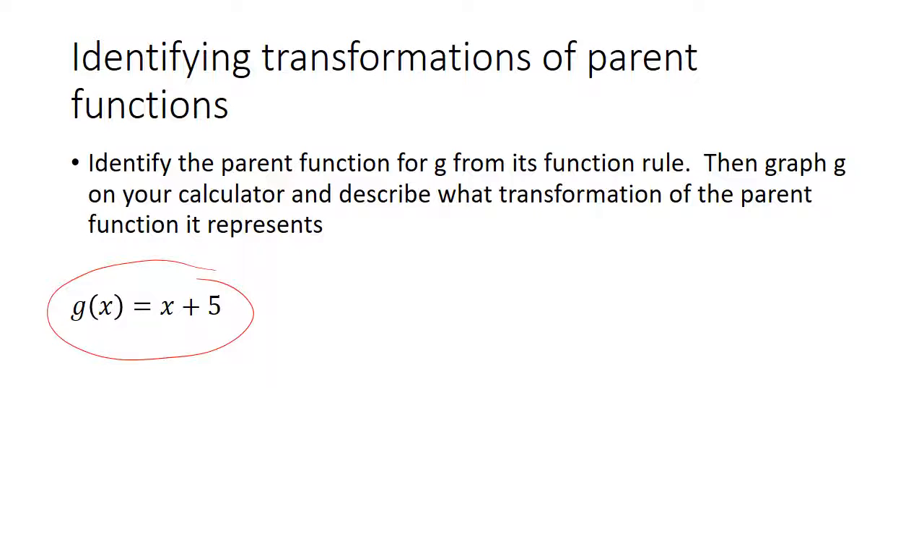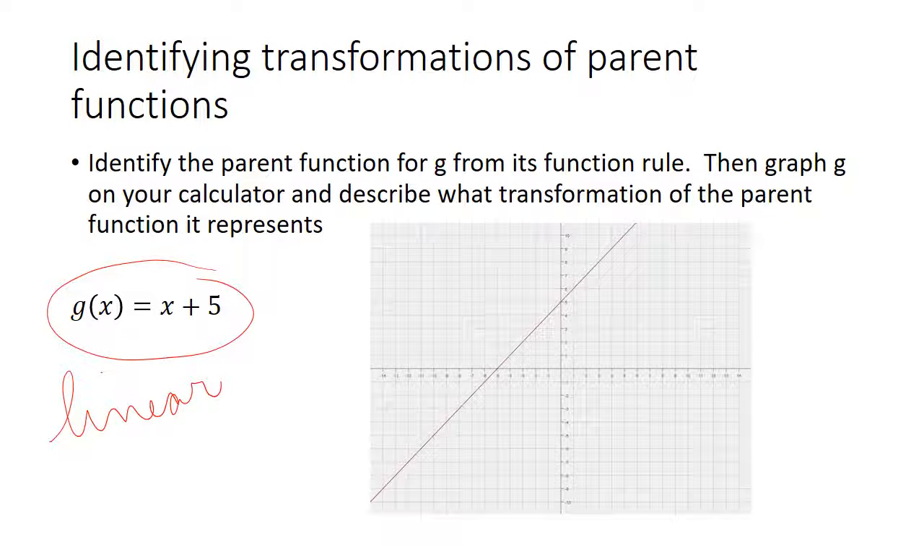Okay, so it's not just g of x is equal to a number, so it's not a constant. There's no squares, there's no cubes, there's no square roots, so this has to be linear. The parent function is a linear. So then if you graph it on your calculator, you go into the graphing utility part, and you put it in. This is the picture that you're going to get.